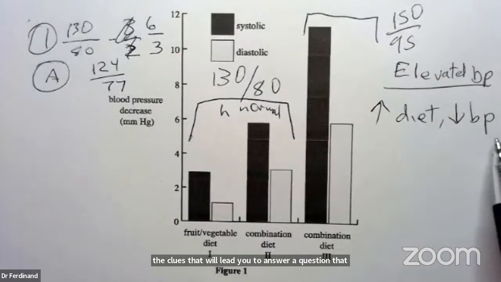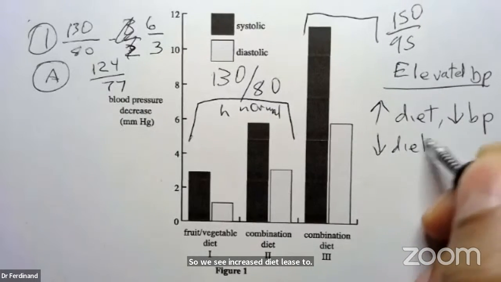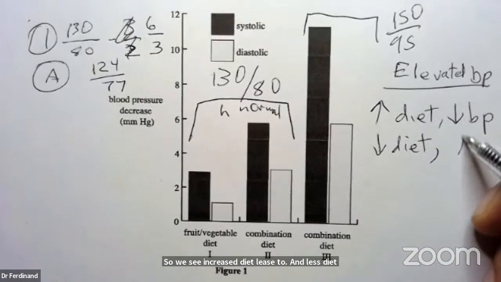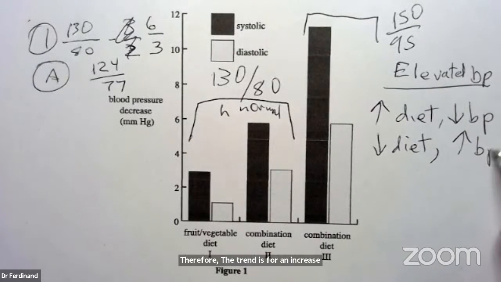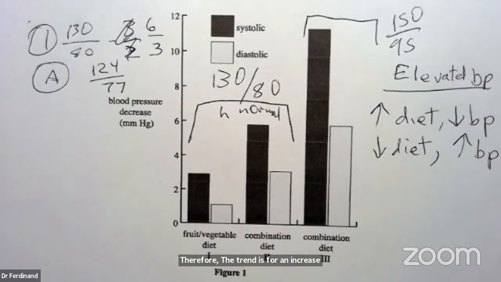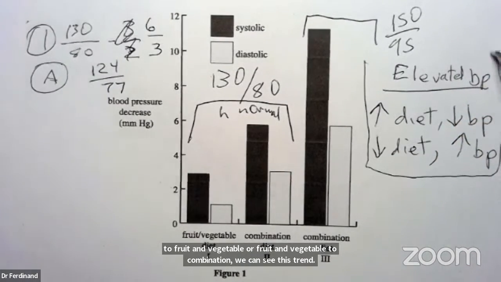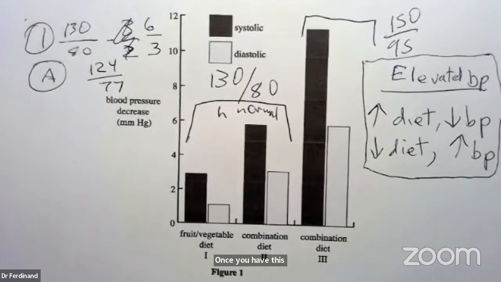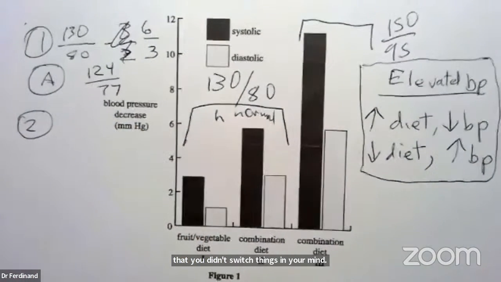So we see increased diet leads to decreased blood pressure, and less diet, therefore, the trend is for an increase in blood pressure. And we can see that as we go from combination to fruit and vegetable, or fruit and vegetable to combination, we can see this trend. Once you have this rule, you can always check yourself that you didn't switch things in your mind. Okay, so let's go to question number 2.